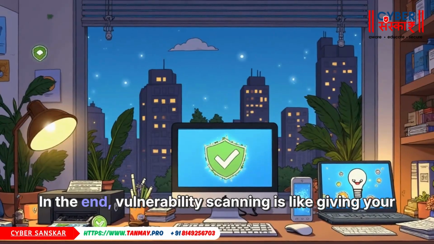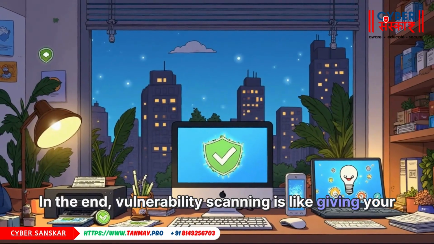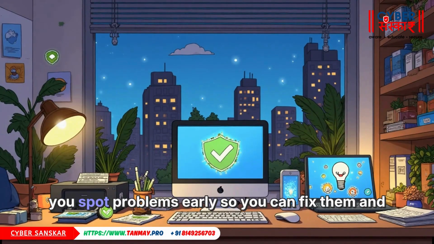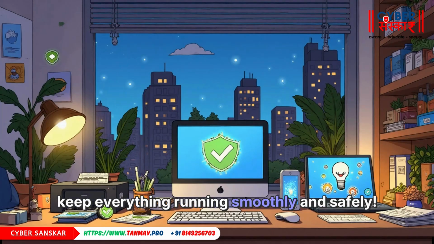In the end, vulnerability scanning is like giving your computer system a regular safety checkup. It helps you spot problems early so you can fix them and keep everything running smoothly and safely.